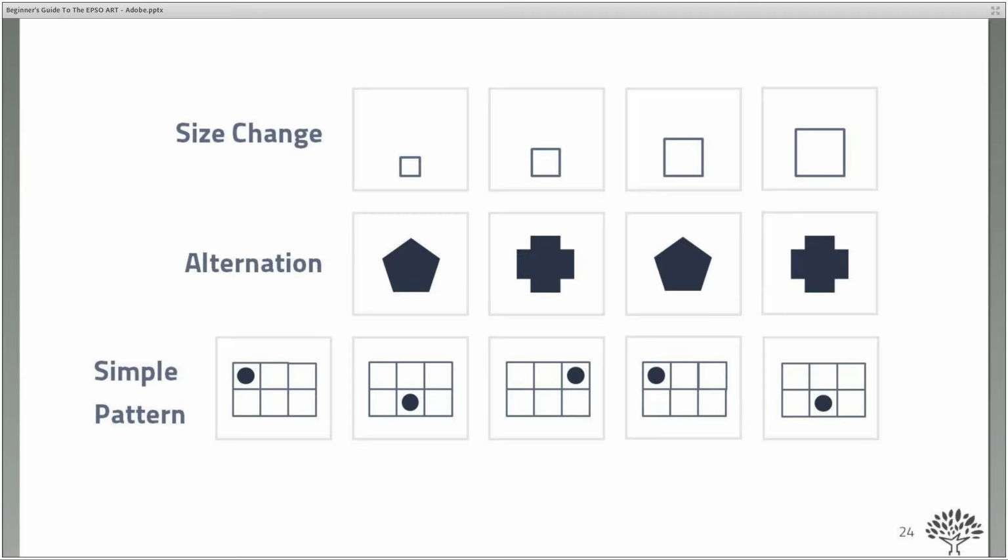Some final rules I want to talk about. Size change. So this is where something gets bigger or smaller, very straightforward.